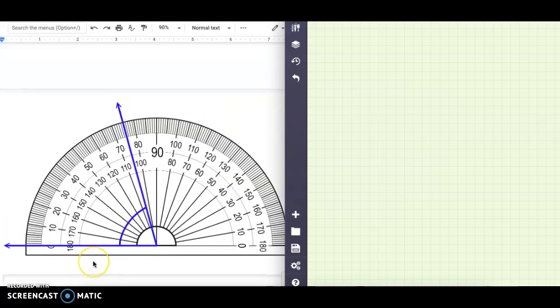Now, I want you on Edpuzzle to choose the correct answer as to what the degrees of this angle is.